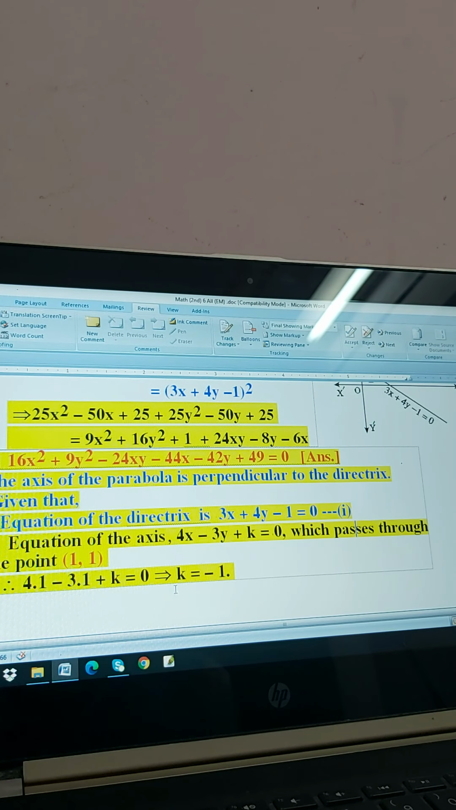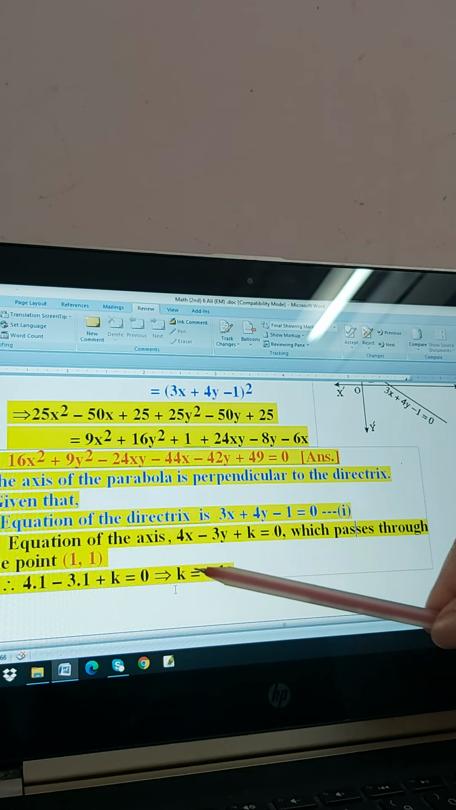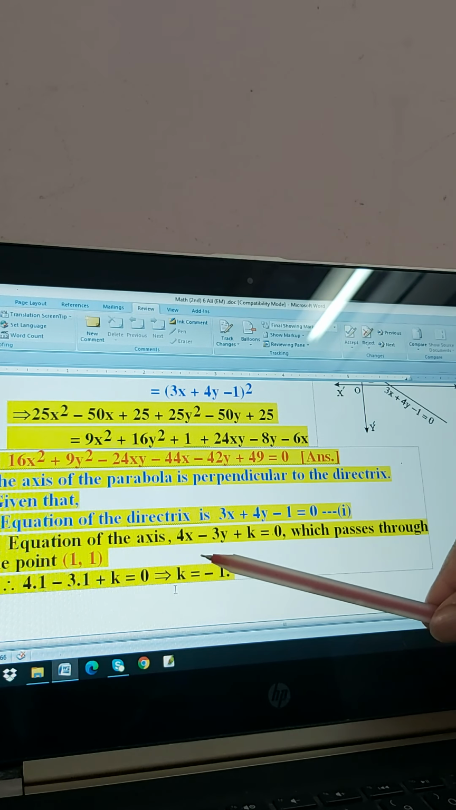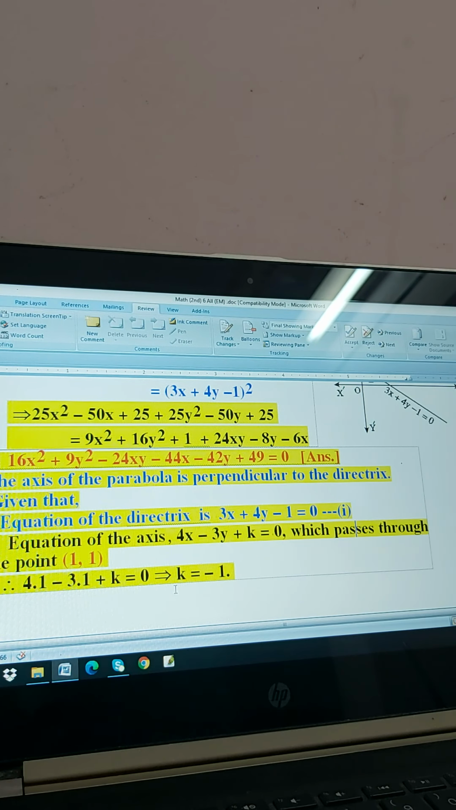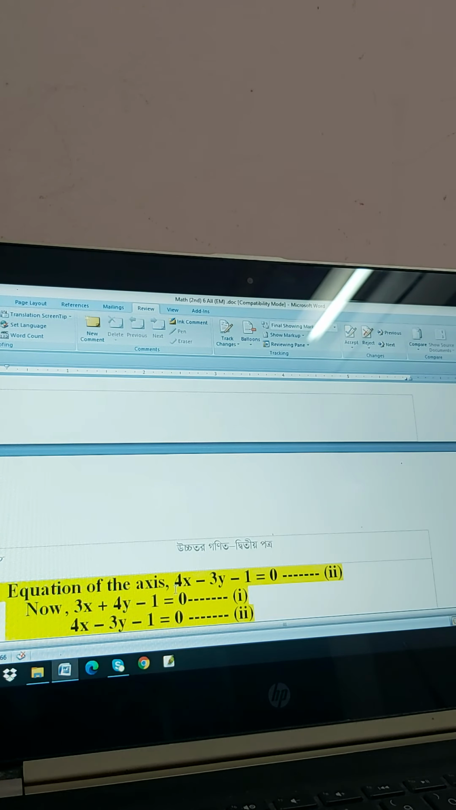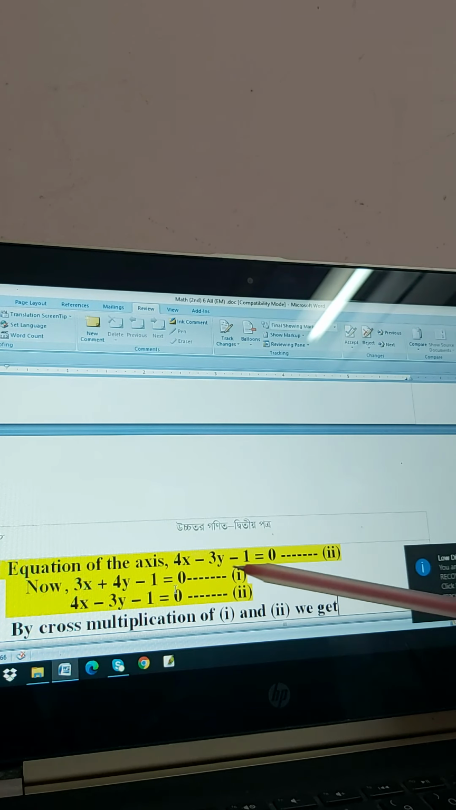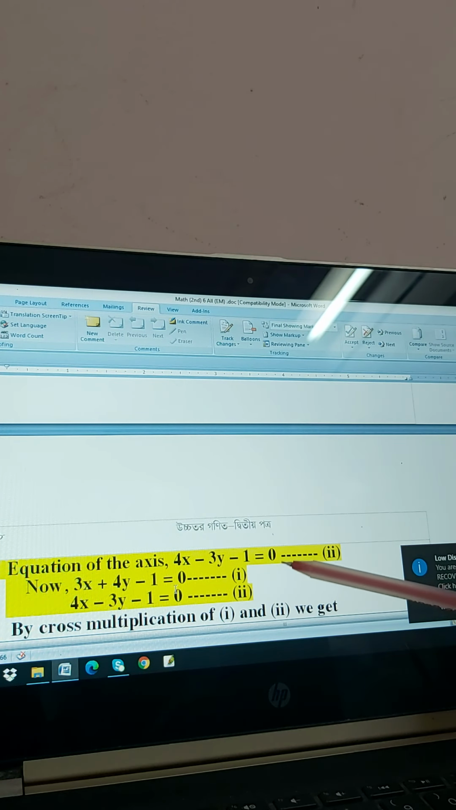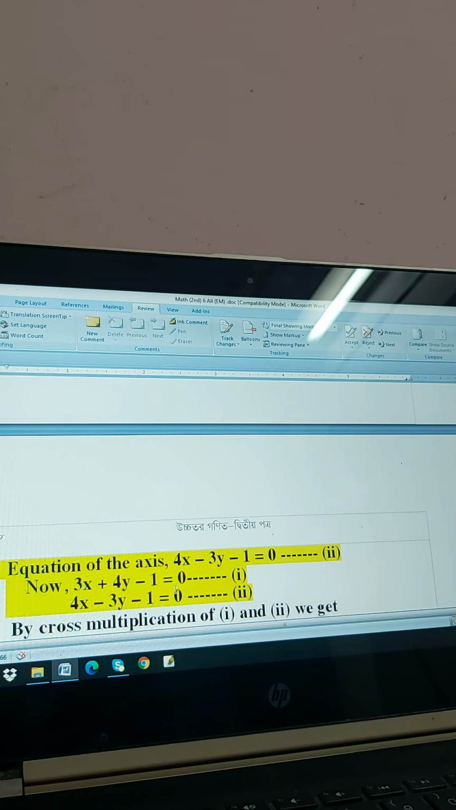Now putting the value of k equal to minus 1 in the equation 4x minus 3y plus k equal to 0. Therefore, the equation of the axis will be 4x minus 3y minus 1 equal to 0, equation 2. This is the equation of the axis.